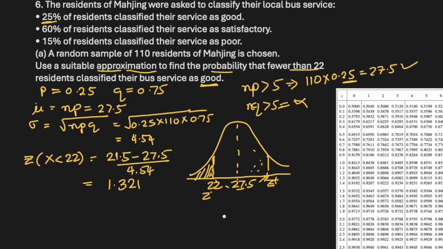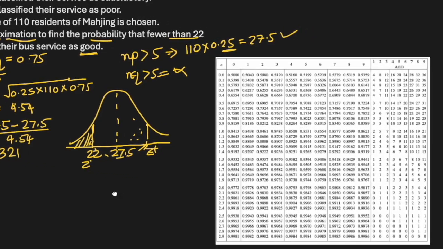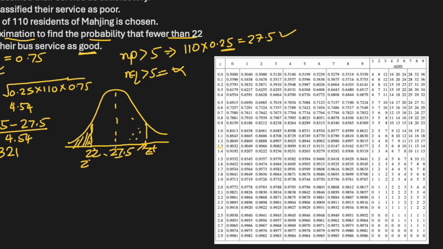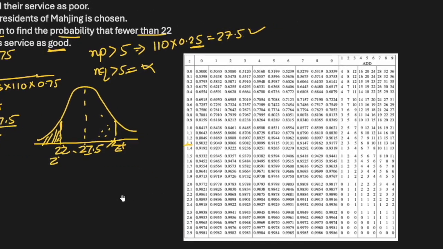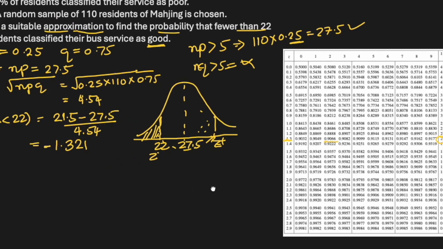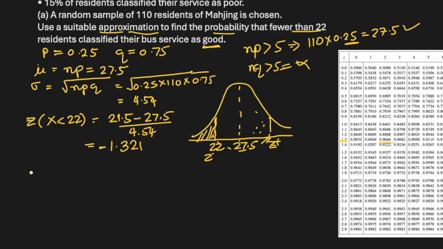So 1.321 is the z-score, and my table is ready again. We'll see 1.3 is here, and that was negative, by the way. That was negative, but we'll take it as positive because we are reflecting it. So 1.32 is 9068 and 1, which is 2. So 0.9068 will be the probability that z is less than 1.321.